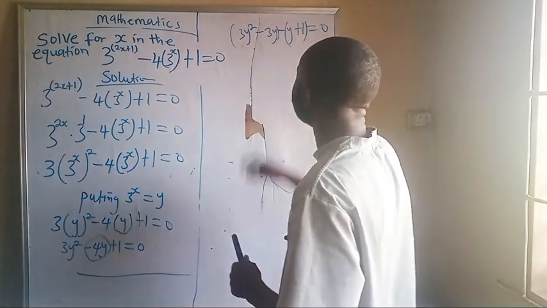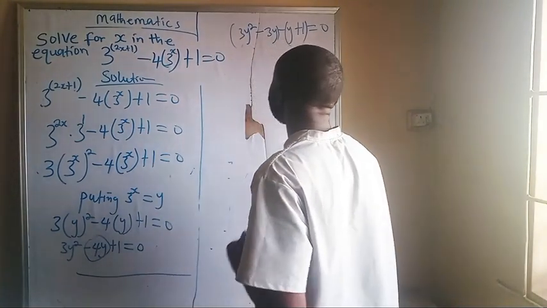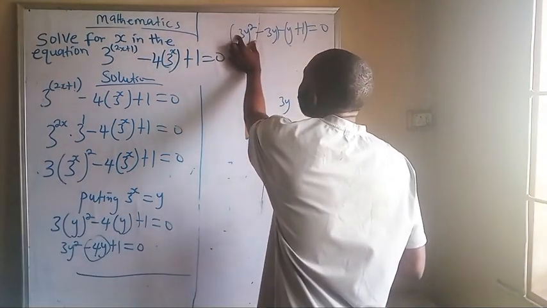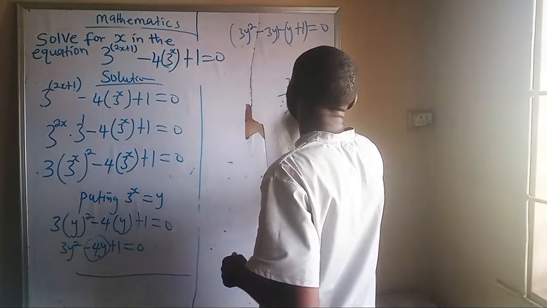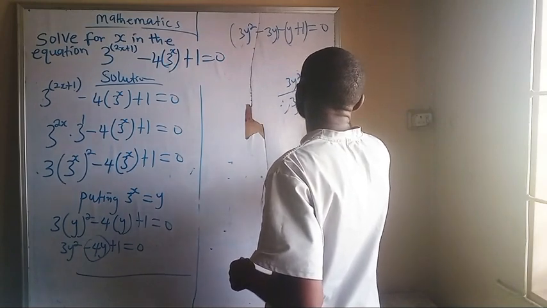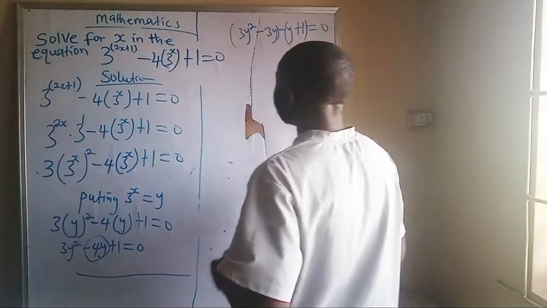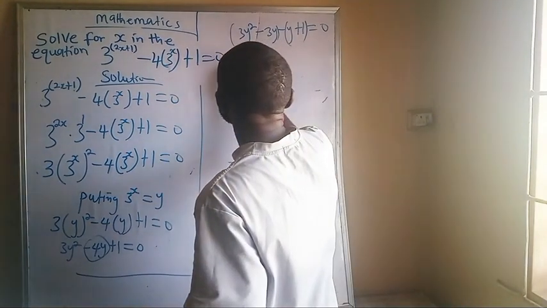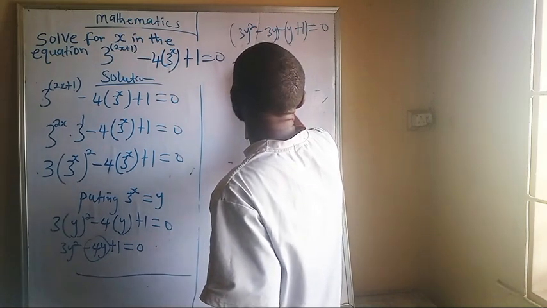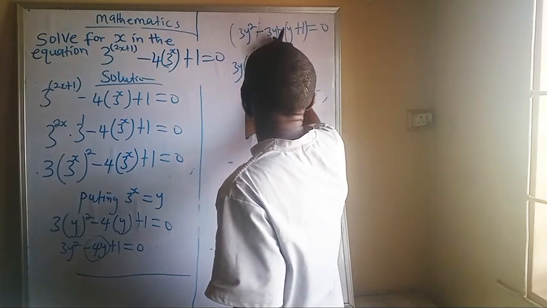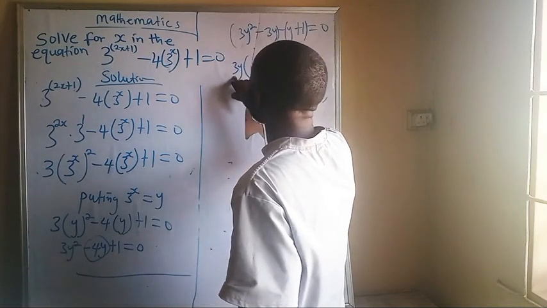So now the first bracket, the highest common factor is 3y, because 3y raised to the power of 2 divided by 3y will give us y. So it's a factor. So we have factor 3y, and into this we now have y. Then here we have 1, because 3y divided by 3y is 1.